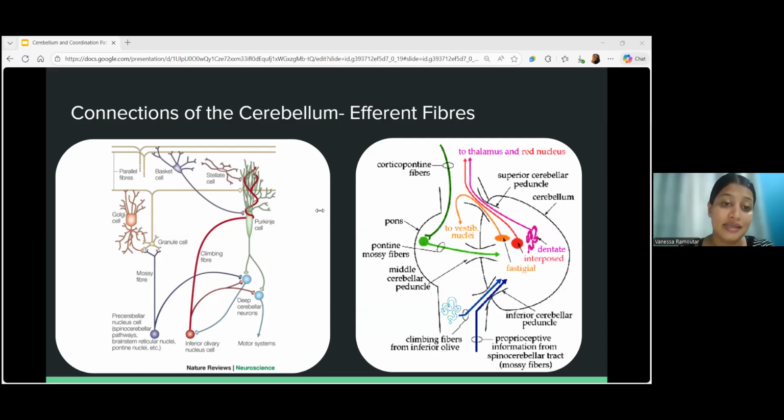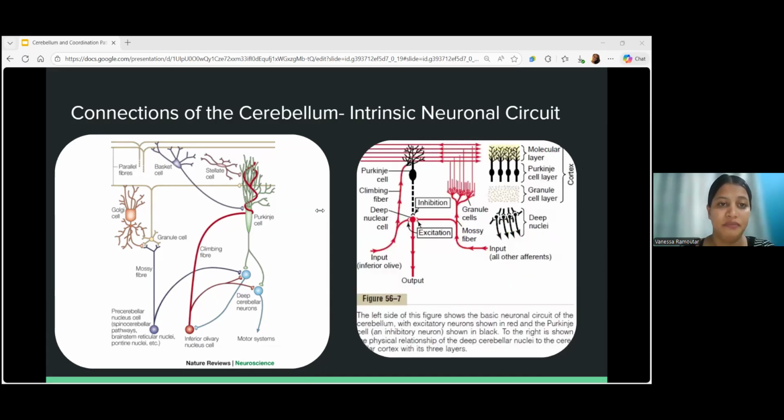Fibers from the dentate, emboliform, and globose nuclei leave the cerebellum through the superior cerebellar peduncle. Those from the fastigial nucleus leave through the inferior cerebellar peduncle. The intrinsic neuronal circuit of the cerebellum is complex. All of the afferent fibers, that is the mossy and climbing fibers, are excitatory to the cells of the cerebellar cortex, shown here, and the deep cerebellar nuclei.